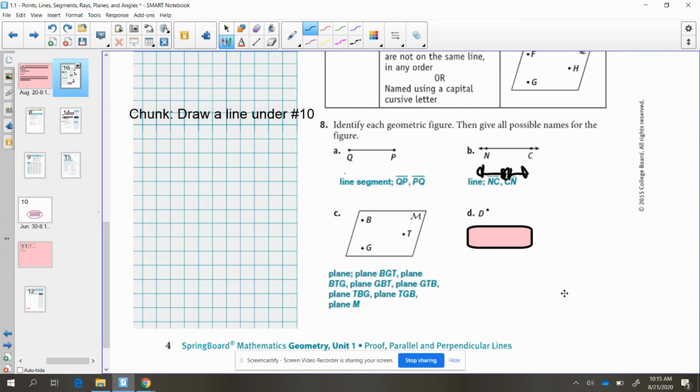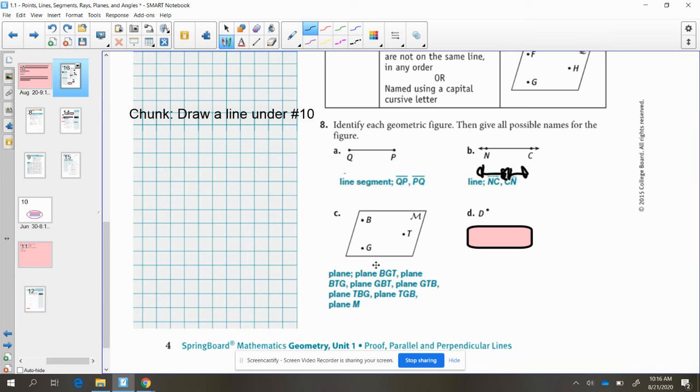Part C is a plane, and you're going to have here basically 7 options because you have all the ways you can write plane BGT or BTG, all the orderings of this, but you also could just call it plane M because of that cursive letter up top.